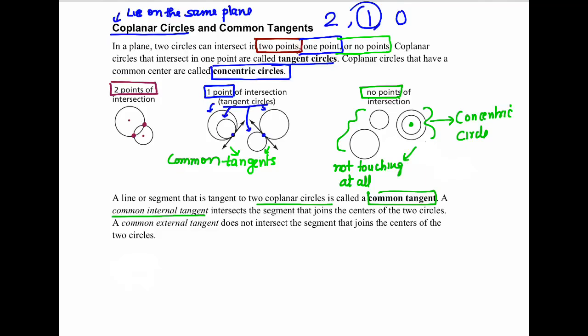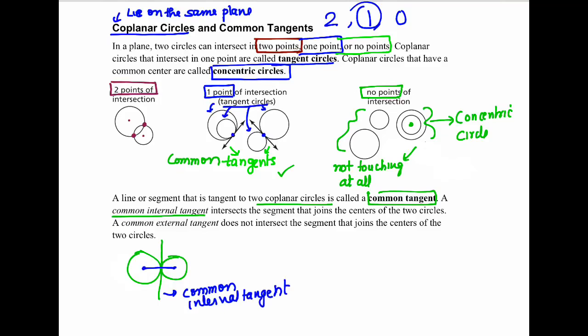So it is this one. All right, internal tangent, this is the case. If we have a circle here, this is tangent, I have another circle. So if I connect my centers here, this is called a common internal tangent.